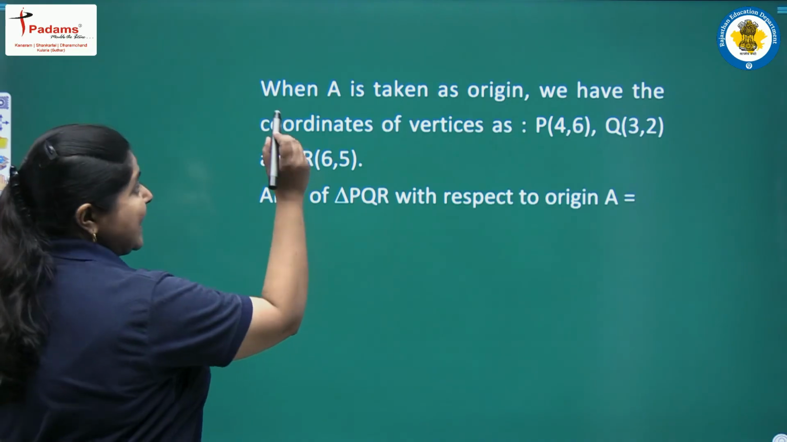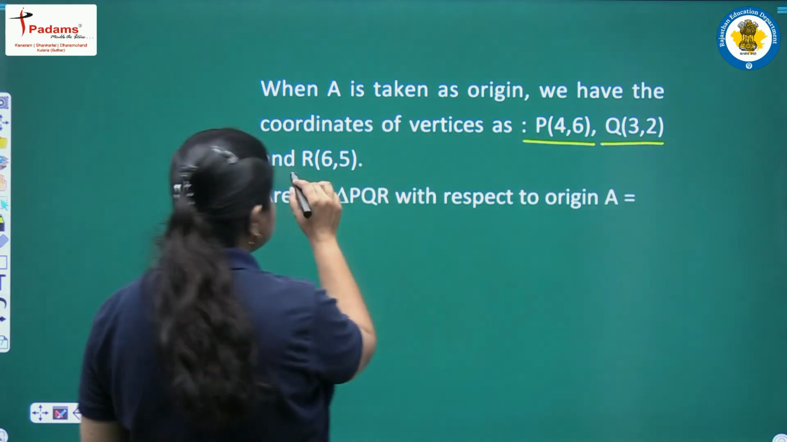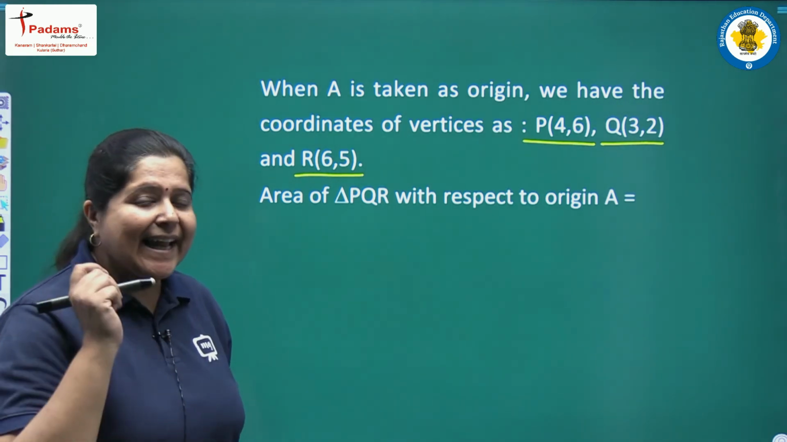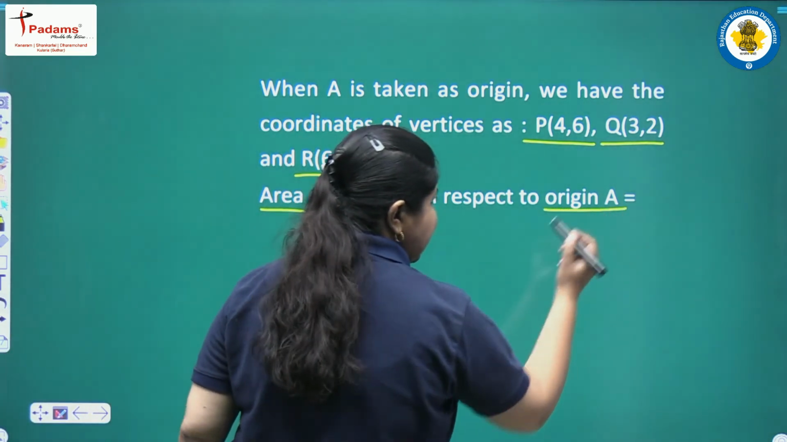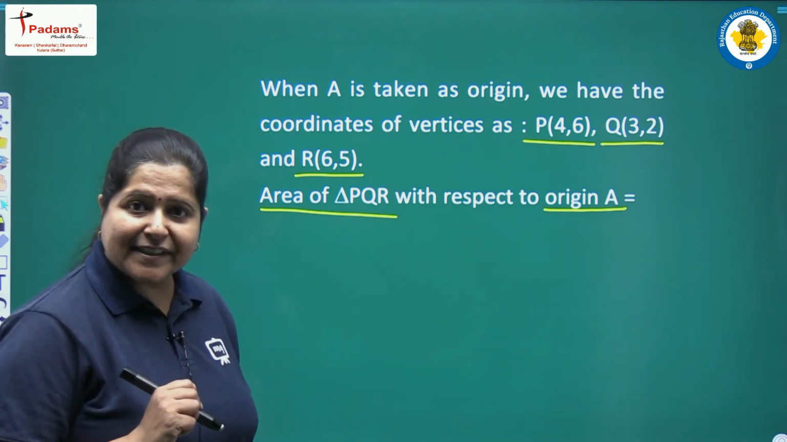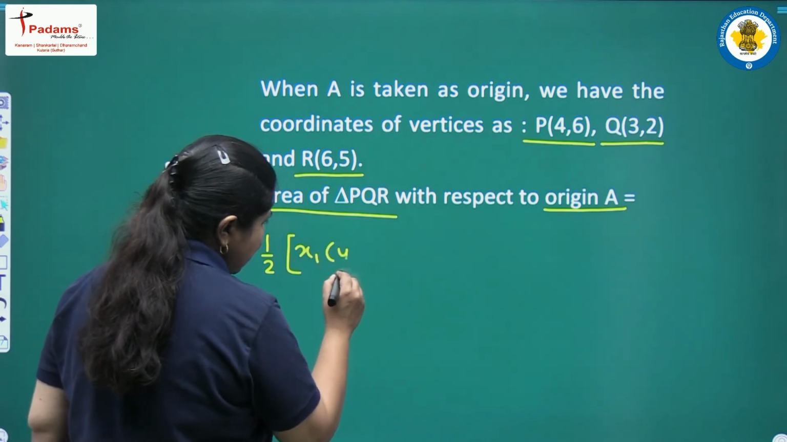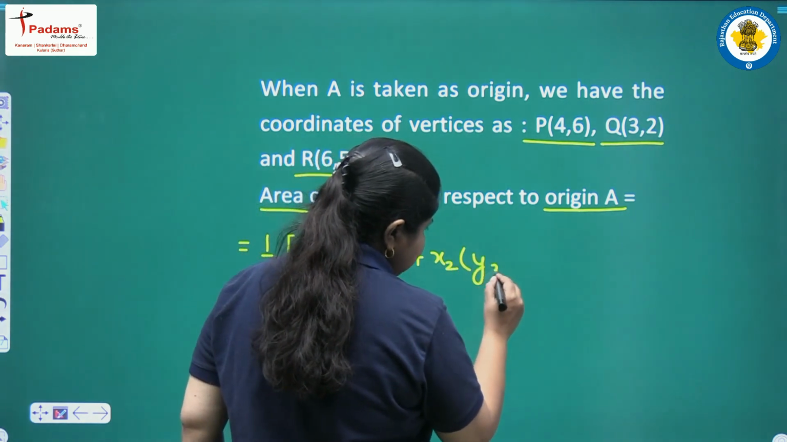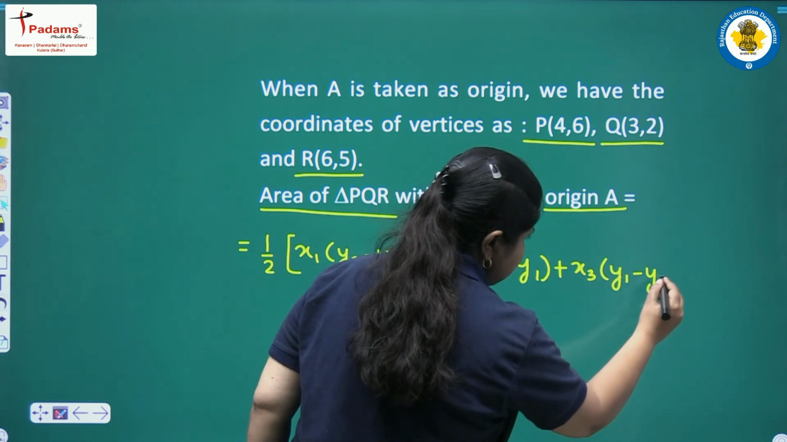We write here, when A is taken as origin, we have the coordinates of vertices as P 4, 6, Q 3, 2 and R 6, 5. We just now found these coordinates with respect to point A as origin, and now we will be finding the area of triangle PQR with respect to origin A. For this we will be using the formula to find the area of a triangle when the coordinates of its vertices are given, and we know it as half into x1 into y2 minus y3 plus x2 into y3 minus y1 plus x3 into y1 minus y2.